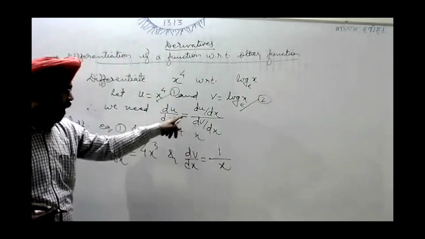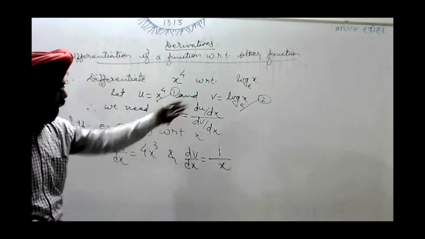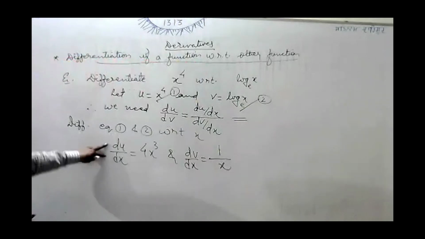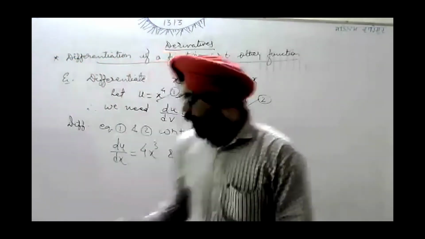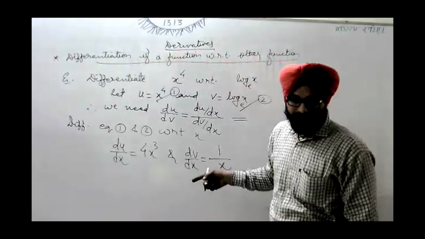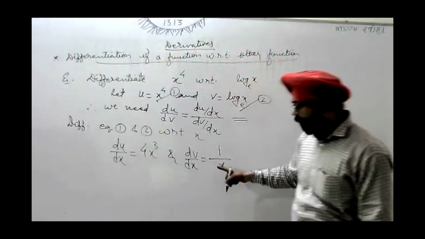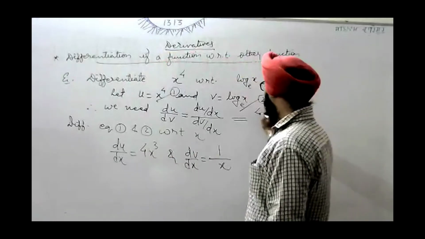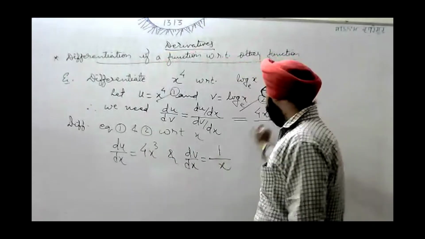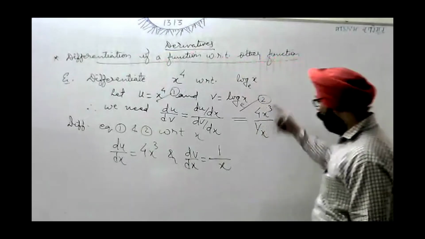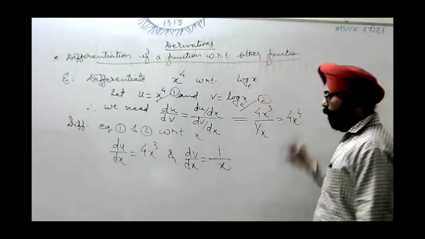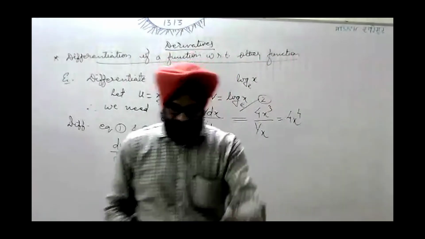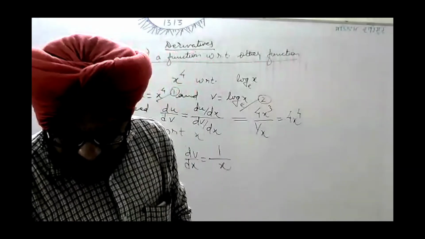Substitute these two values in this relation. You can name it 3 or directly you put du by dx. Be careful. Sometimes this happens that we interchange the values by mistake. Du by dx we take from here, dv by dx from here. Alert. We get here 4x cubed upon 1 upon x. Solve. X goes up. 4x to the power 4. Answer. That is the way. Your comments.